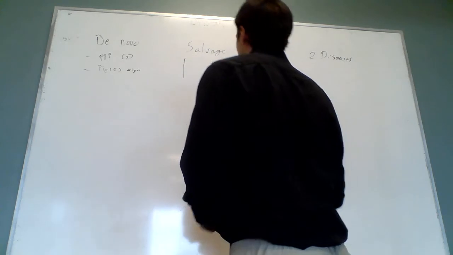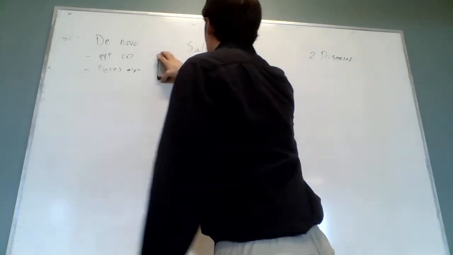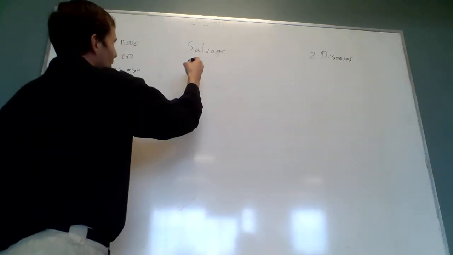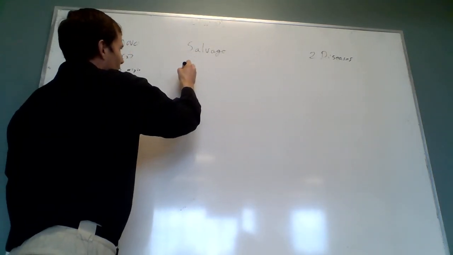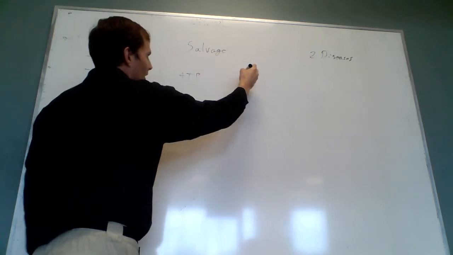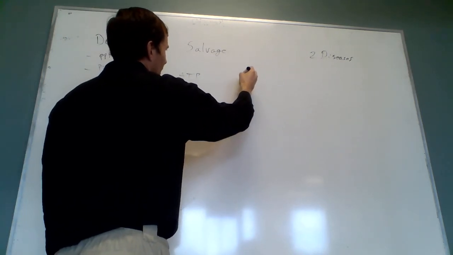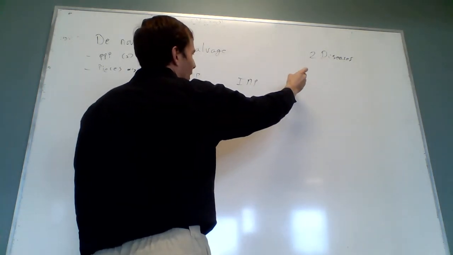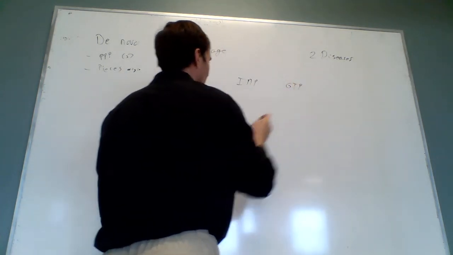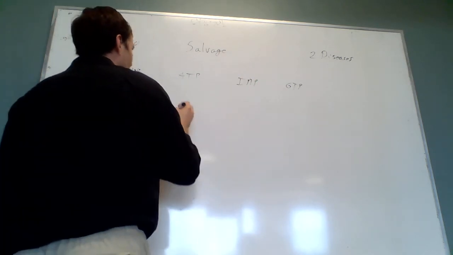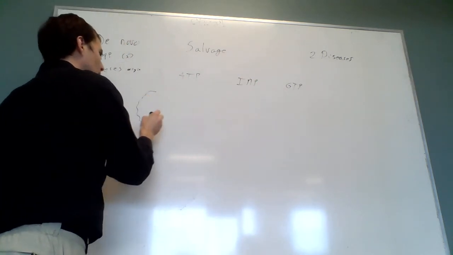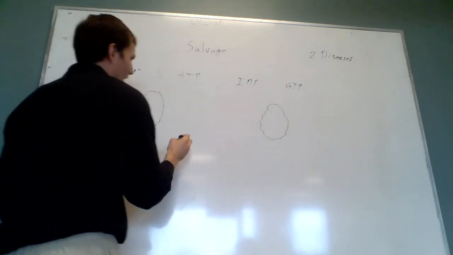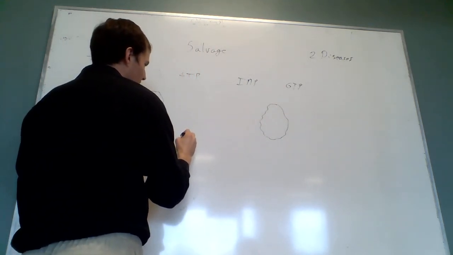All right, salvage. Going to make this bigger. So we have ATP, and then we have IMP, and this is basically the slide, honestly. And then we have GTP, and we have an enzyme out here. You guys will probably remember this slide. An enzyme out here. And then we have adenosine.